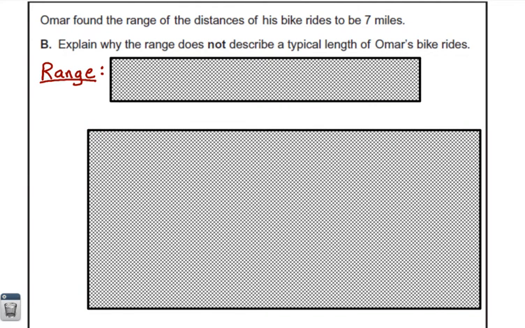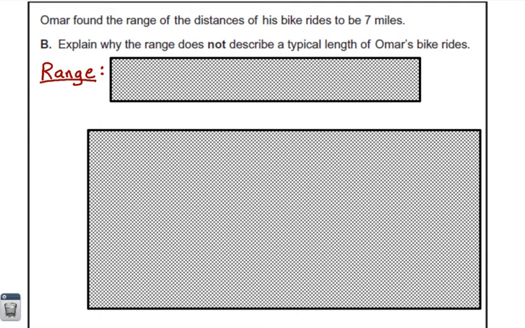In part B, they say Omar found the range of the distances of his bike rides to be 7 miles. So what does the word range mean? Now, this is not to be confused with domain and range. When you're talking about domain and range, the word range means something completely different.